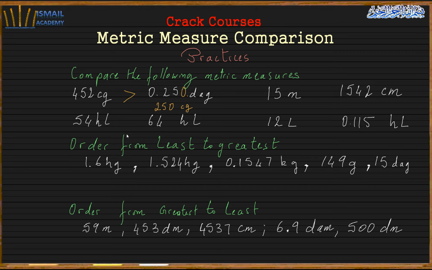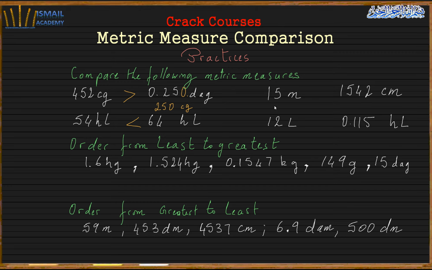For the next one, I have 54 hectoliter and 64 hectoliter. The unit measures are the same, so I just compare the numbers. Again I do the same thing. This is tens, this is 6. 5 is less than 6, that means that value is less than that one.